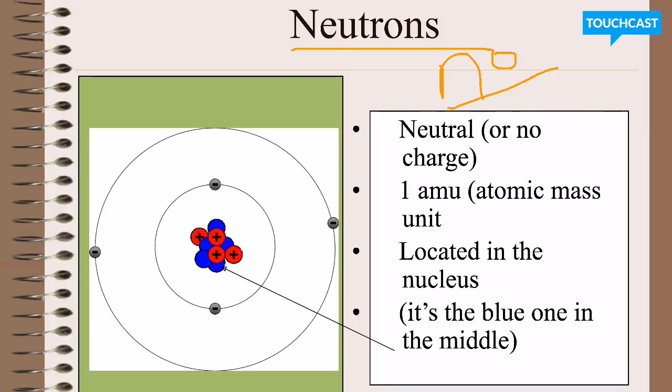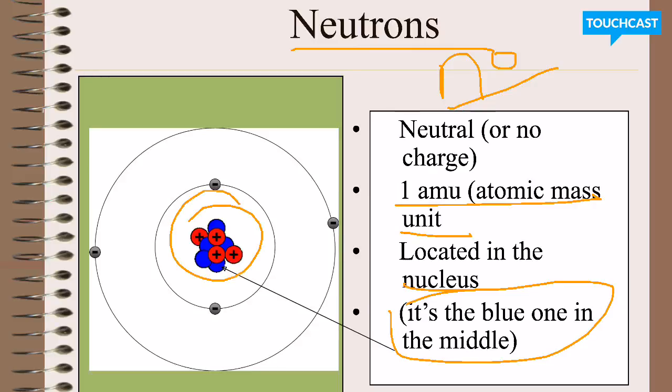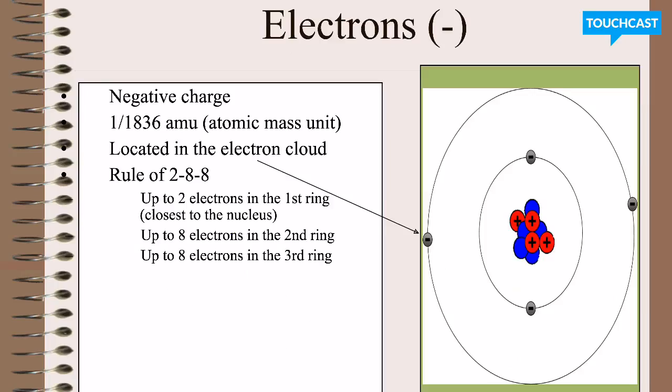It also has a mass, the exact same mass as a proton, so it has a mass of 1 AMU or 1 atomic mass unit, also located in the nucleus, as I think I just said. And look, there's the blue one in the middle there. Boom, nucleus.